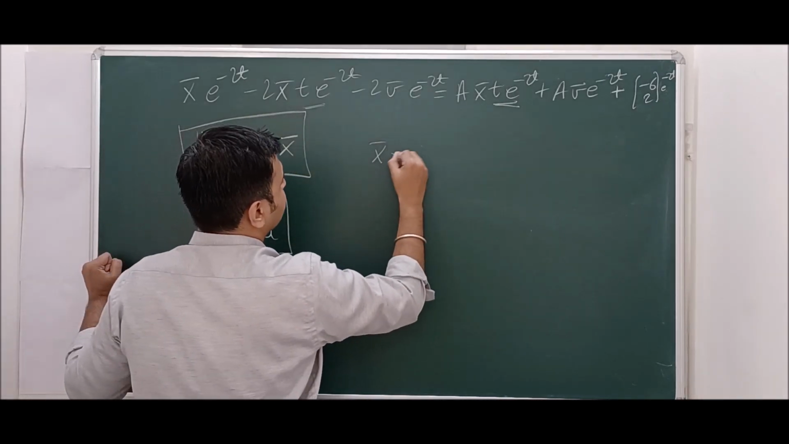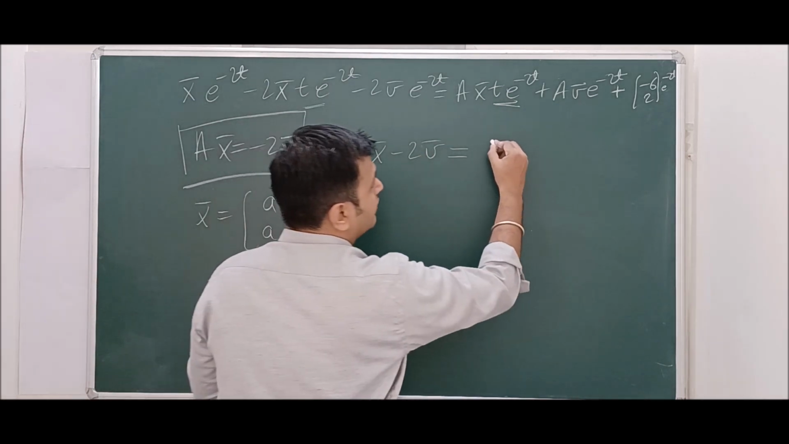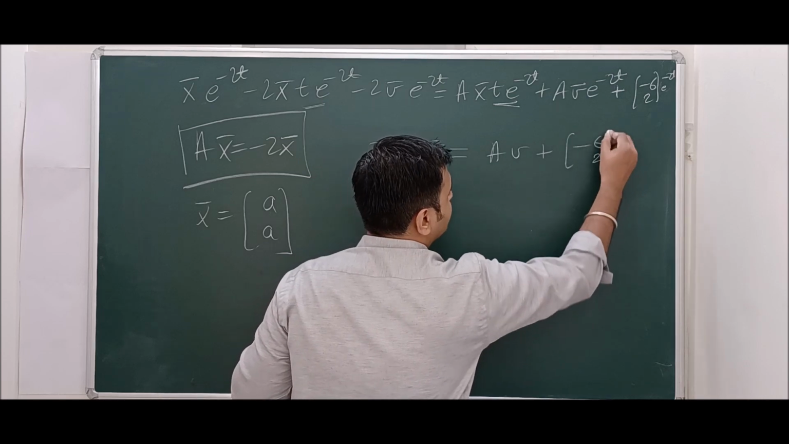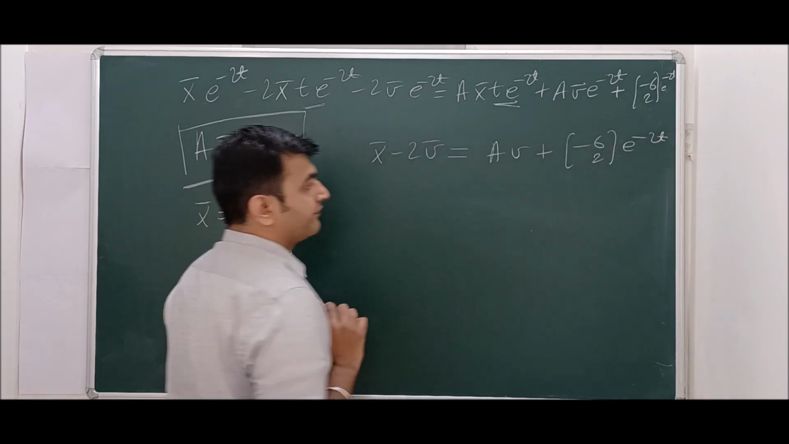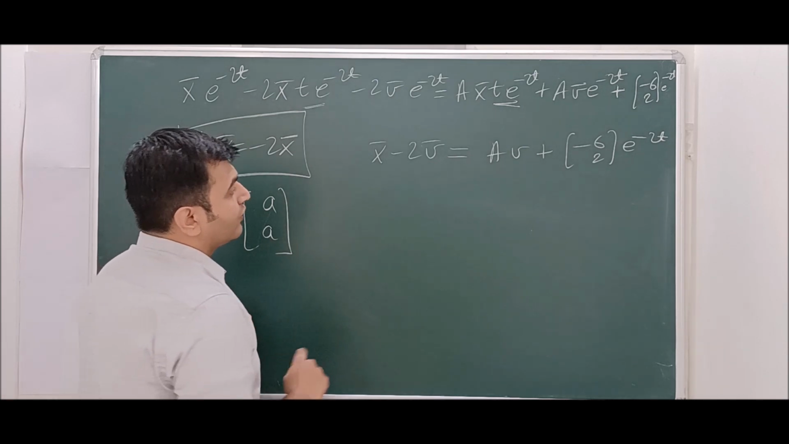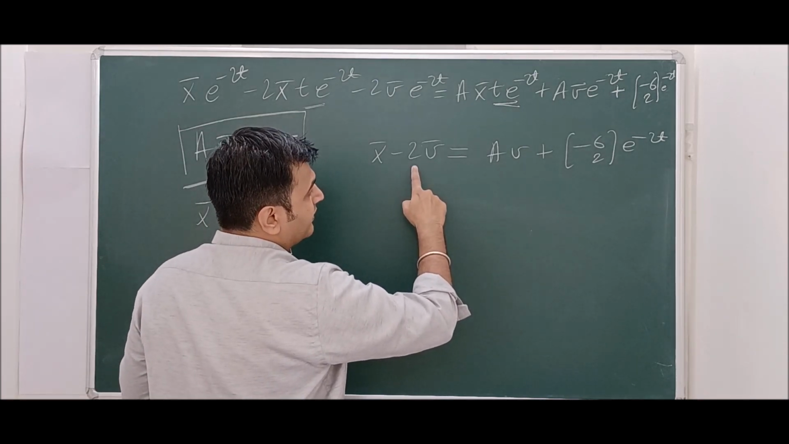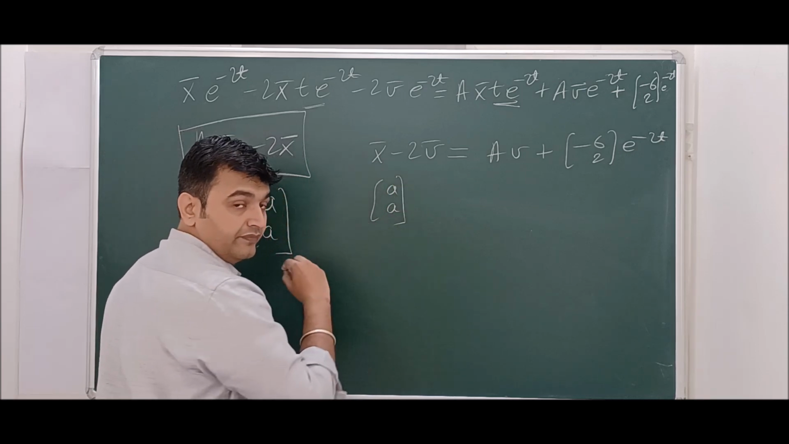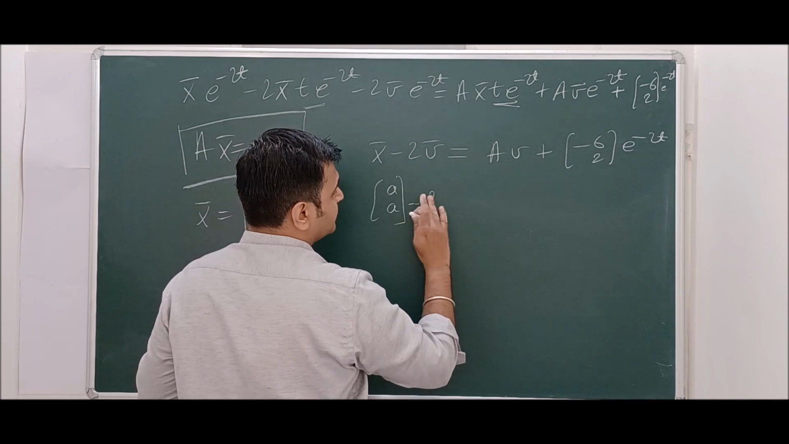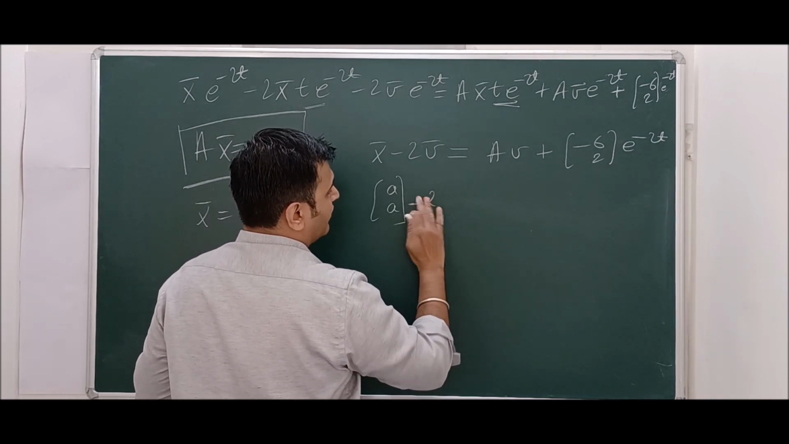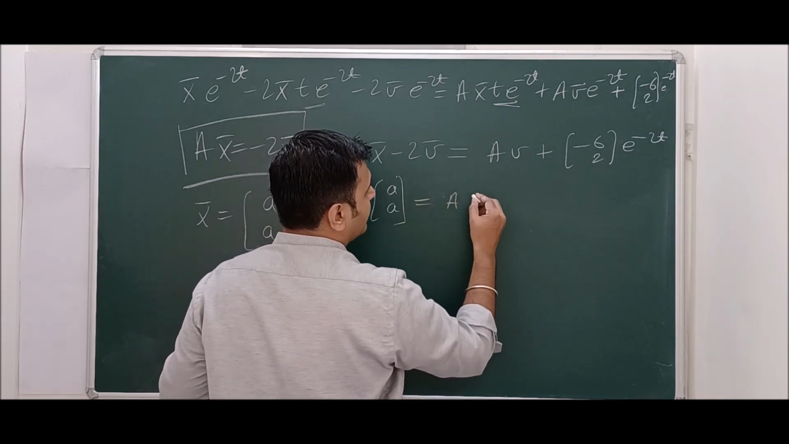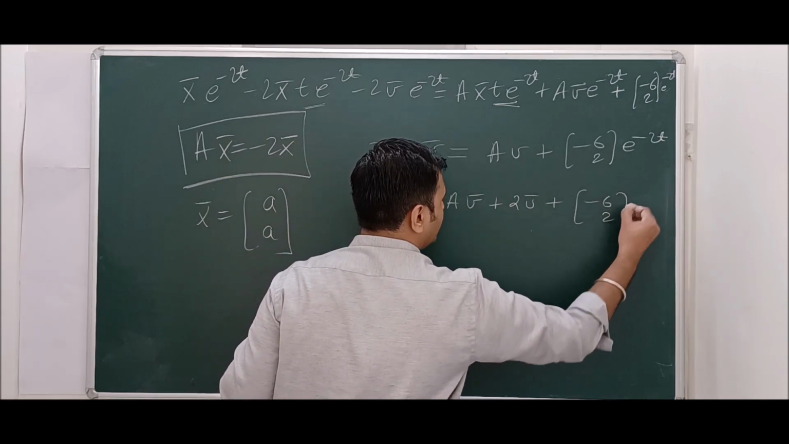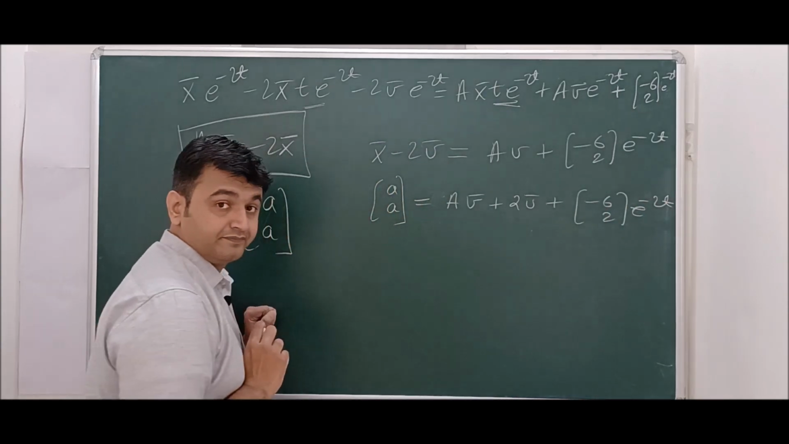I have x bar times minus 2v equal to A v plus (minus 6, ...) times e raised to minus 2t. Correct? This is what we get. Now if I take everything on one side, so what is my x bar? Let me write here a, a. Minus 2, or let me take this on that side: A v bar plus 2v bar plus (minus 6, ...) e raised to minus 2t.